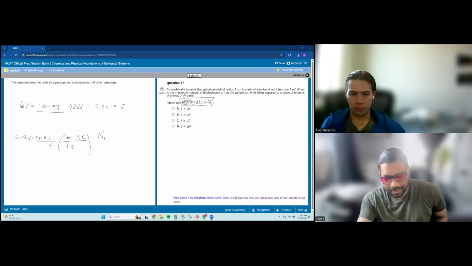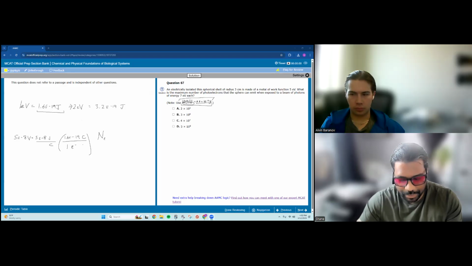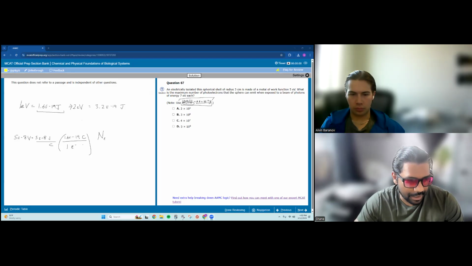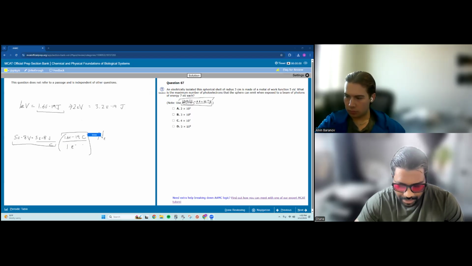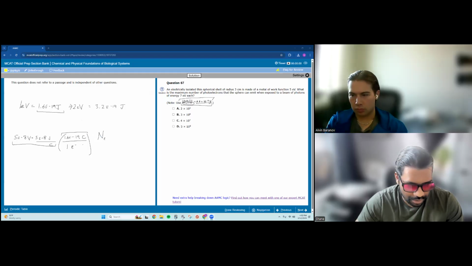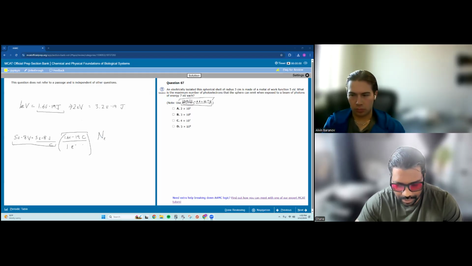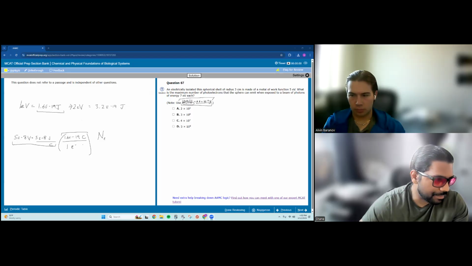And so what you're basically doing is taking the voltage term and multiplying it by the charge of a single electron. And oh wait, I'm sorry. Since it's 2 electron volts, this will have to be the 3.2.